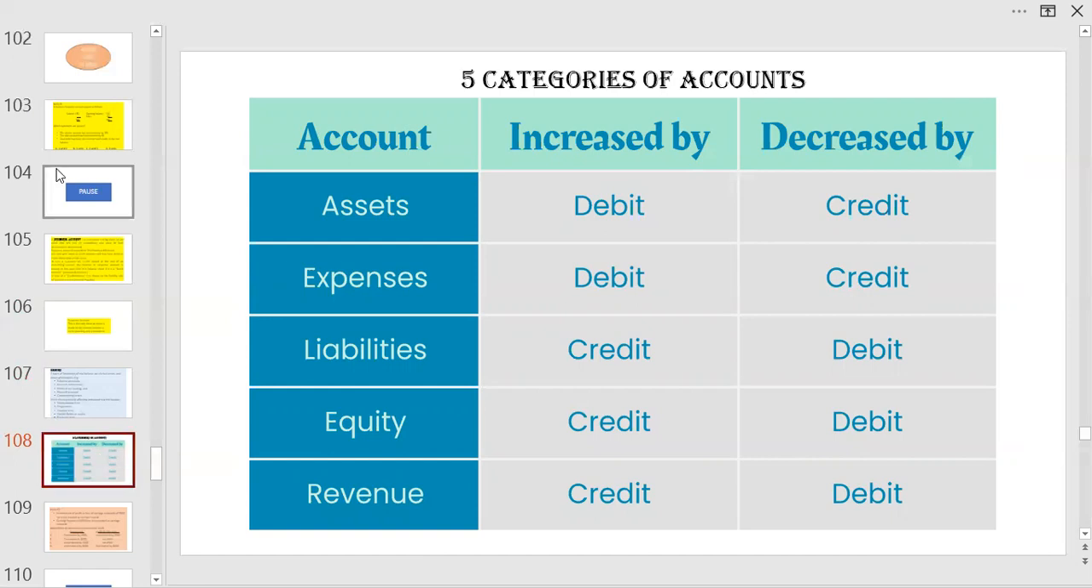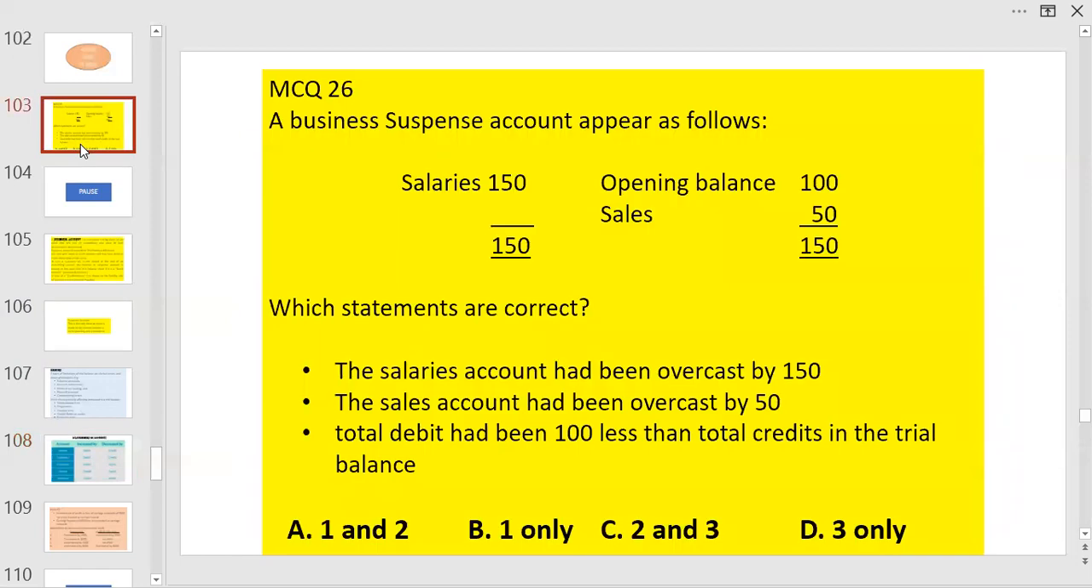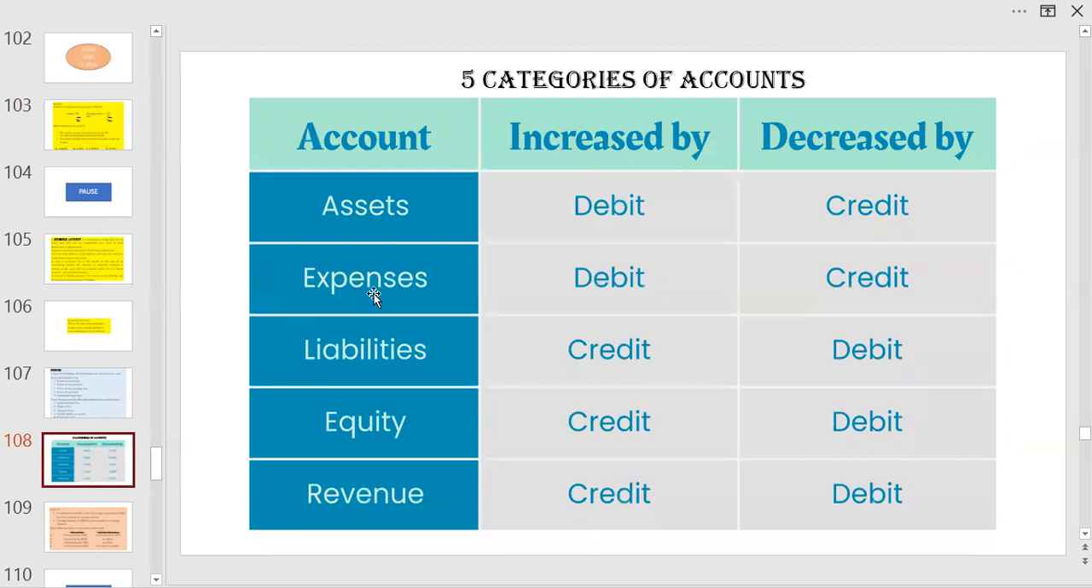Now we'll go back to the question, where they say the salaries account has been overcast by 150. What they mean is that 150 is more. The salaries account is what kind of account? It is an expenditure account. Now you go back to your golden rule, where you will say that if the expense is to be decreased. Now it is already more by 150.